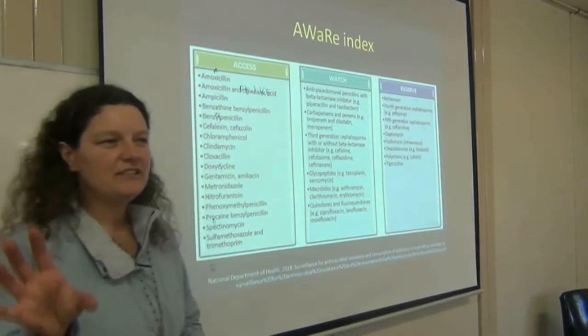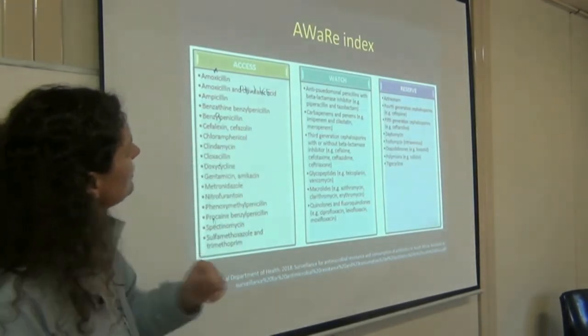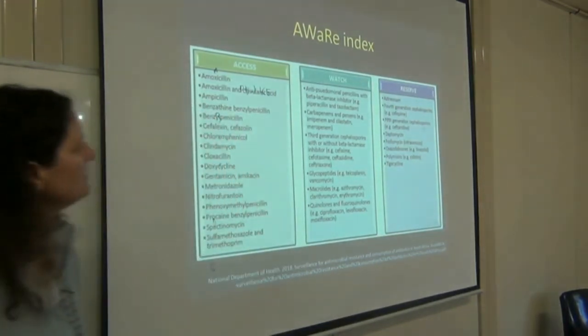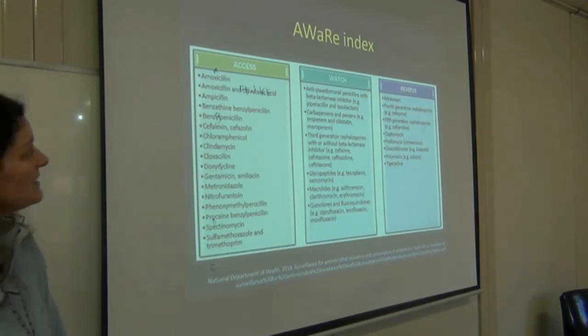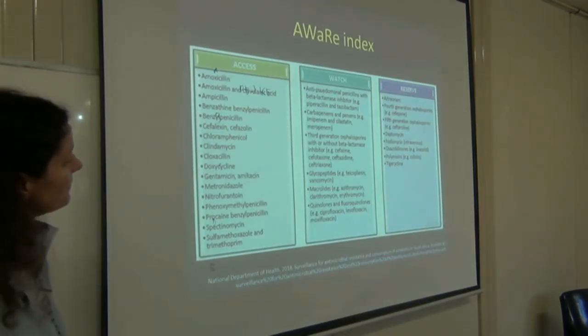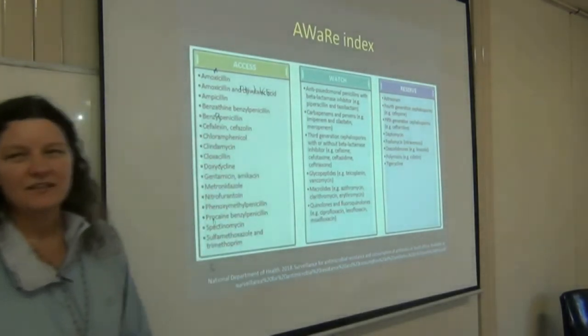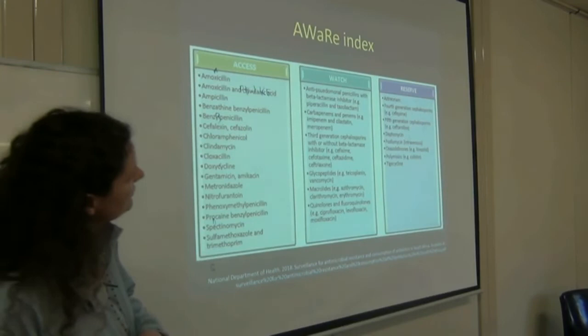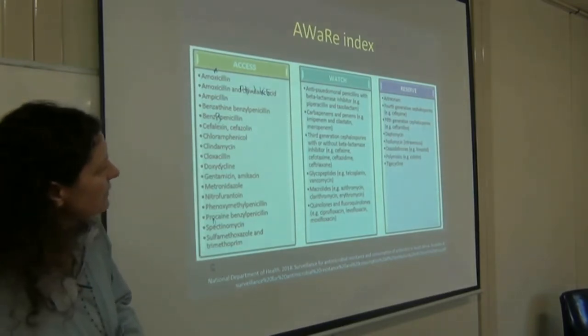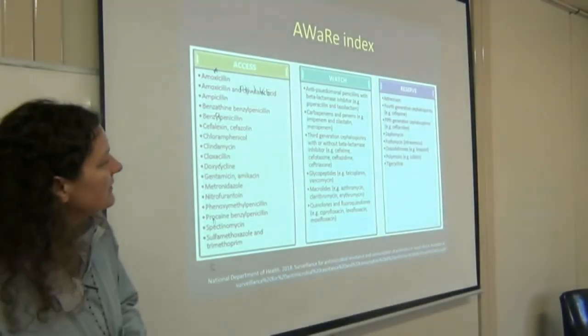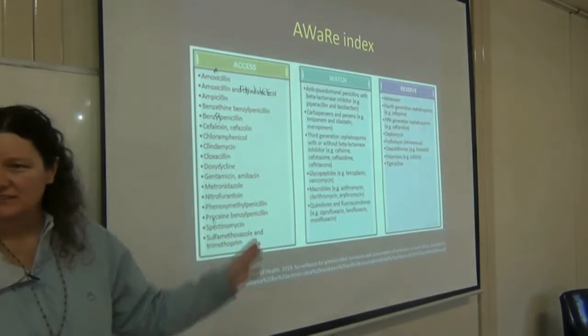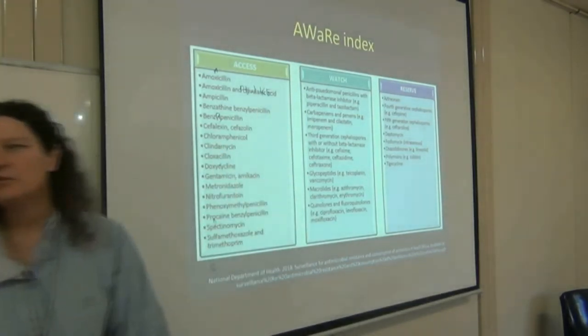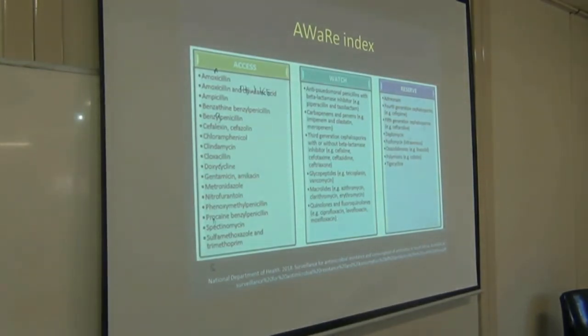These are the types of antibiotics you don't want to see prescribed so often, which includes your antipseudomonal penicillins, your carbapenems, third-generation cephalosporins, your vancomycin, your macrolides, quinolones. Those are the ones to watch. The antibiotics that we don't want to use, that are on the reserve list, are like your fourth-generation cephalosporins, intravenous fosfomycin, linezolid, colistin. All of those are last-line antibiotics. The watch ones are also important because those are really second or third line antibiotics. So that is the AWARE index.